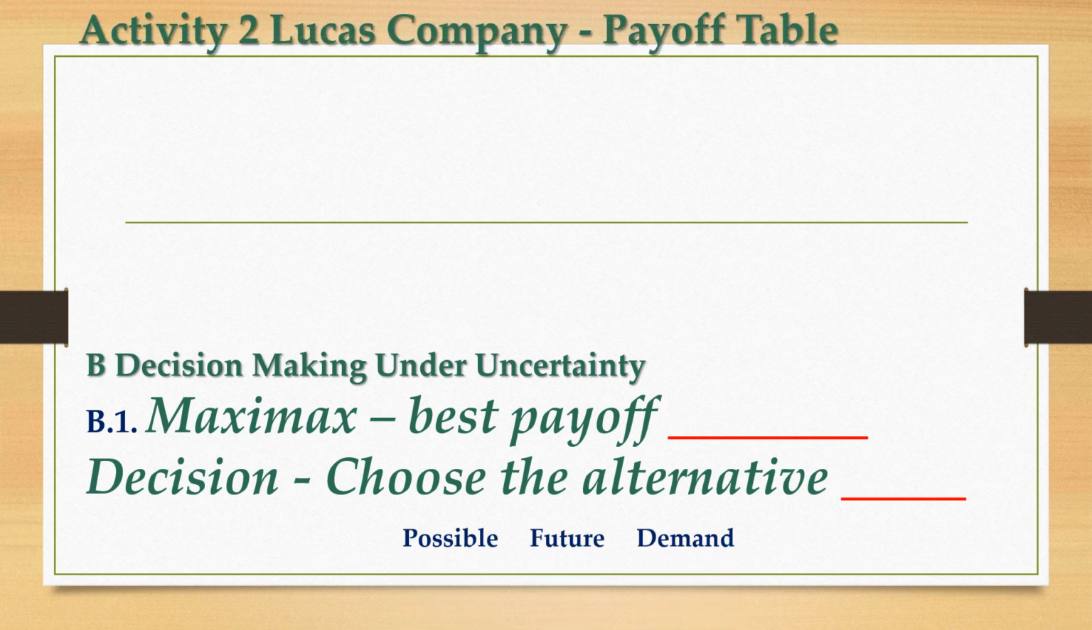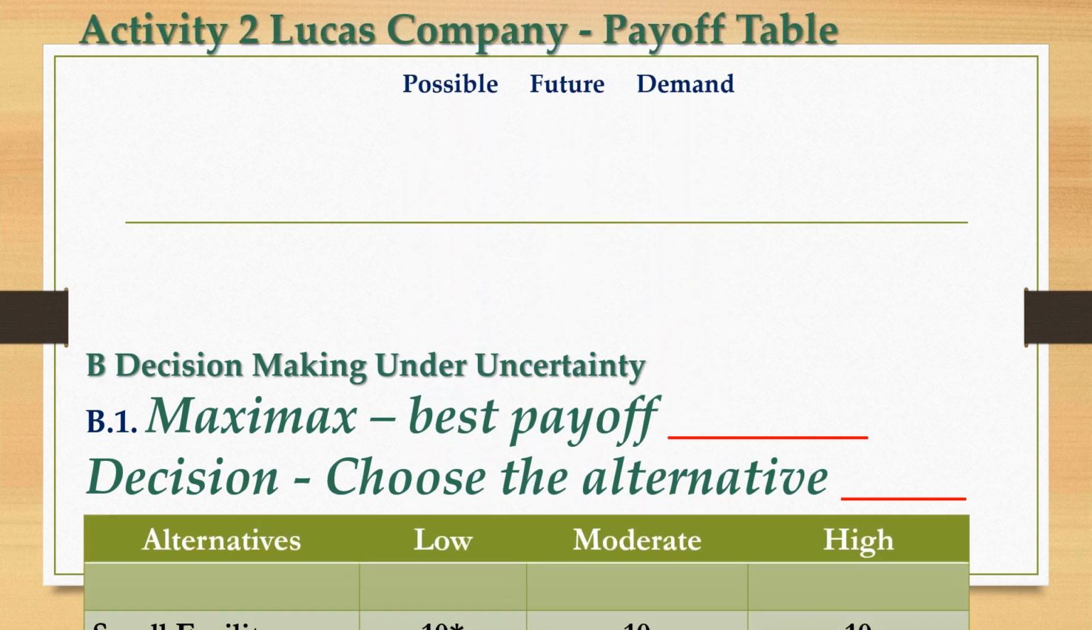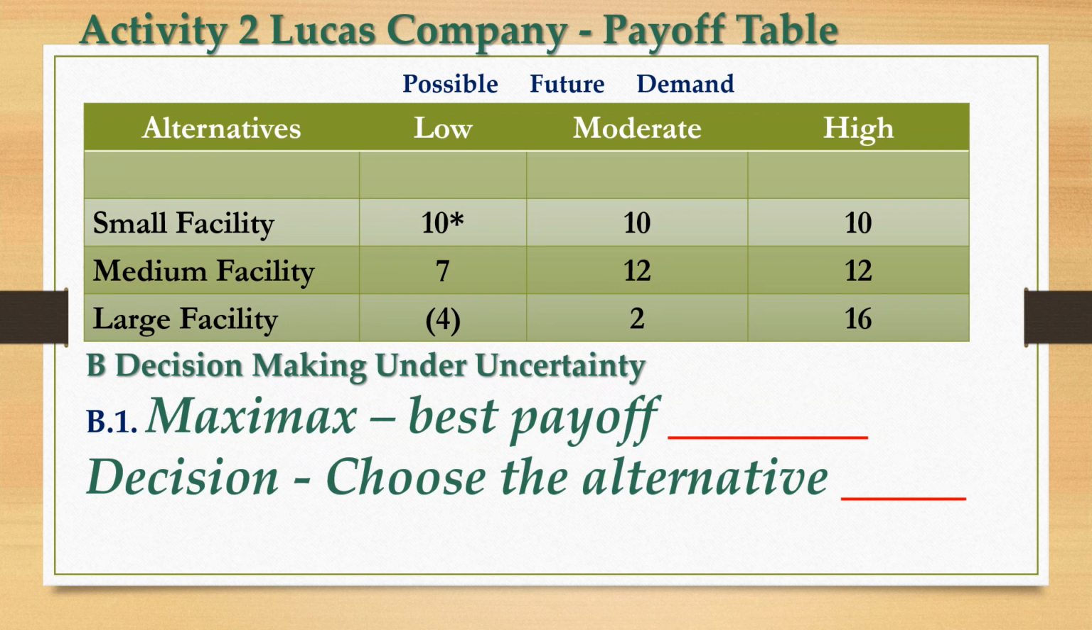Let us proceed with the activity. So for B.1, we will be using the Maximax Criterion. Again, we are working under an environment of uncertainty, and actually we have all in all 4 criteria. The first one is the Maximax Criterion.